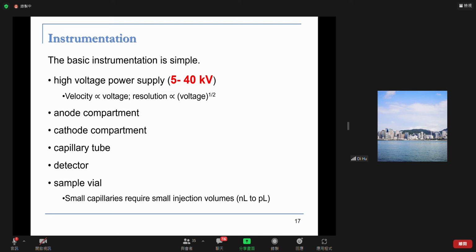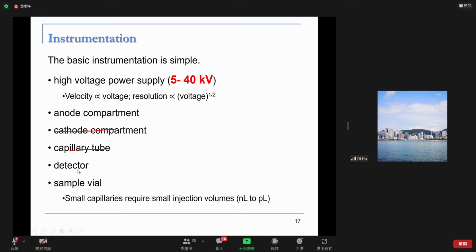Also you have two buffer reservoirs. One is the starting point, the other is the end, so one is the anode compartment and the other is the cathode compartment. In a very simple and traditional CE, the cathode compartment is the destination vial. Also, you have the capillary tube, which is the column, a fused silica one. We commonly use this one. We already talked about the advantage of using this capillary column and how it helps to increase the column separation efficiency.